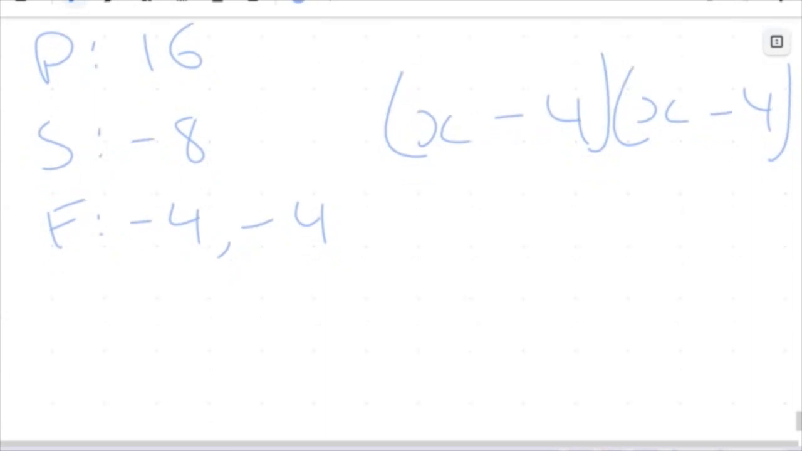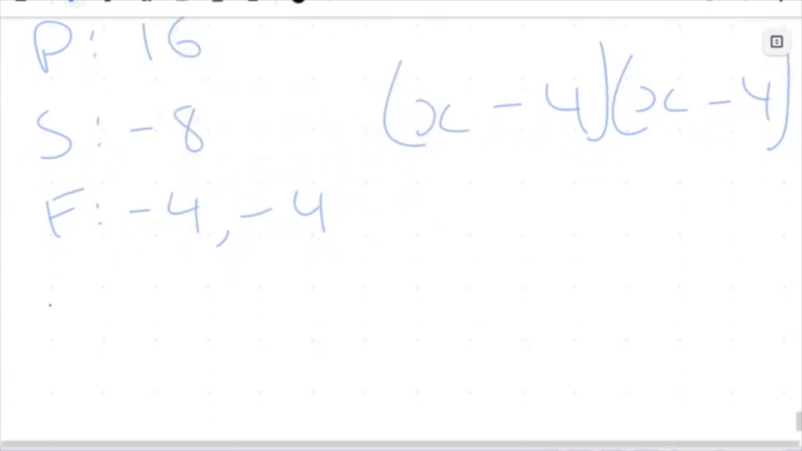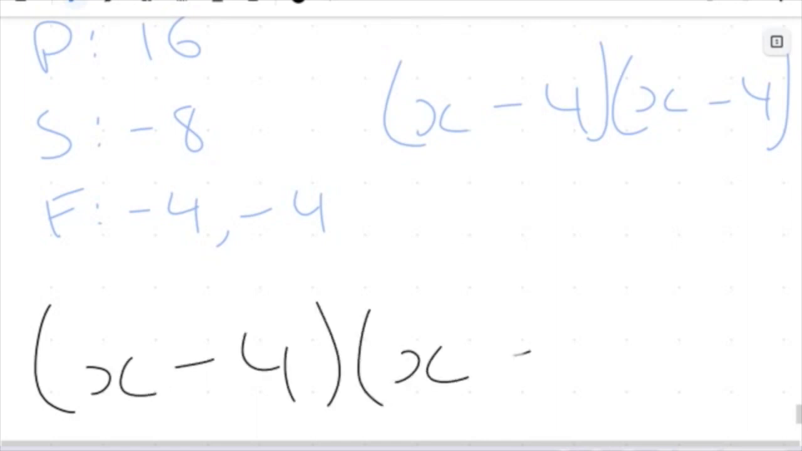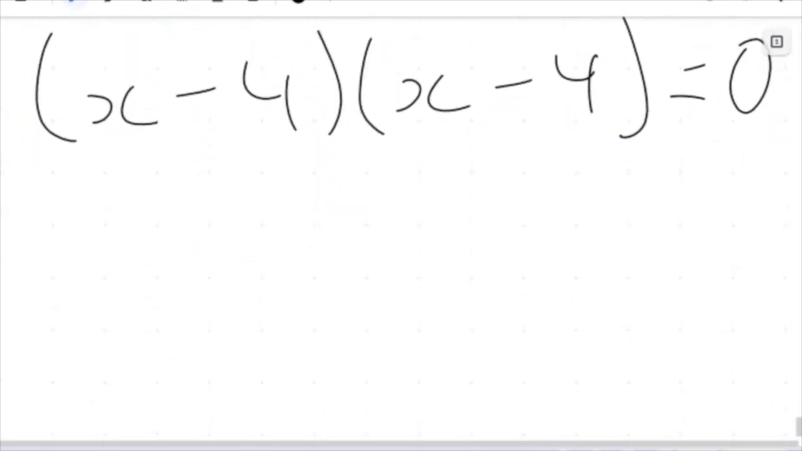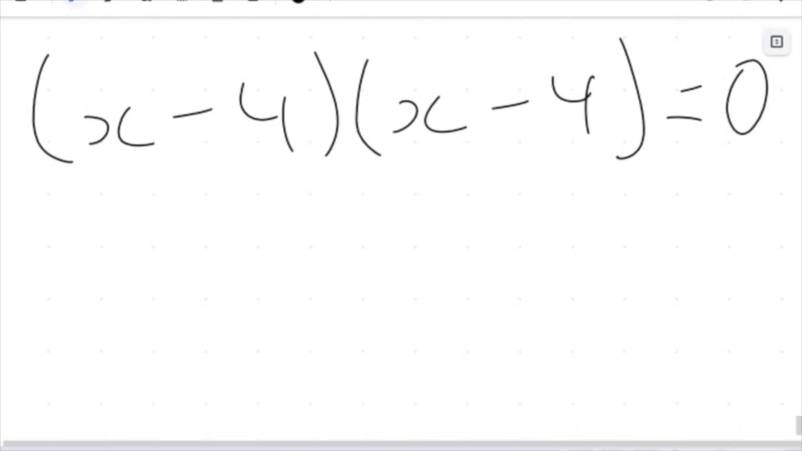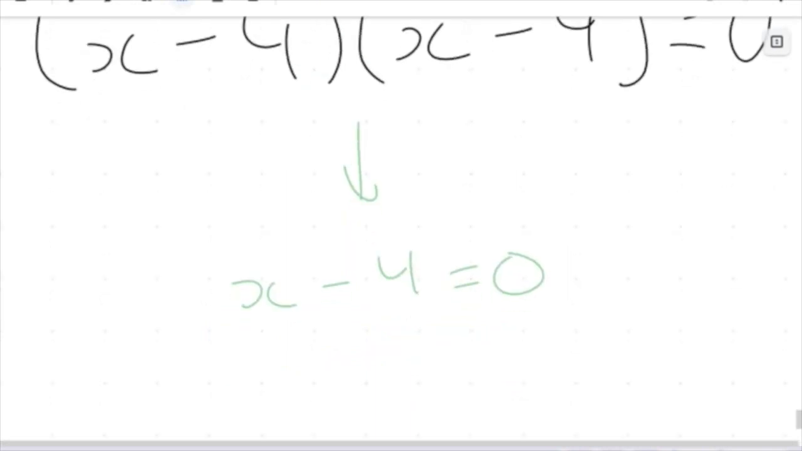Interesting. Now, let's take a look at how solving this is going to look. x minus 4 equals 0. Now, you can see that these two things are identical. So if we go about solving this, in both cases, let's actually just do one arrow, because I'm going to get the same thing for both. Both of these are going to give me x minus 4.